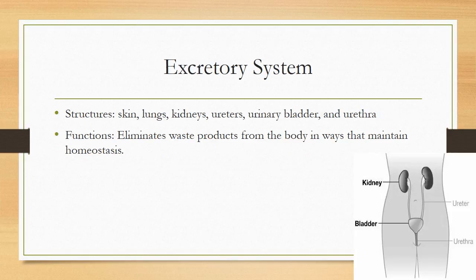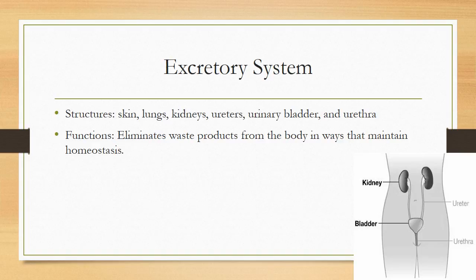Your excretory system is your skin, your lungs, your kidneys, your ureters, your bladder, as well as your urethra. Men and women both have ureters, bladders, and urethras. But men actually have longer urethras than females do. So unfortunately, females have a higher chance of getting a urinary tract infection because of the urethra.